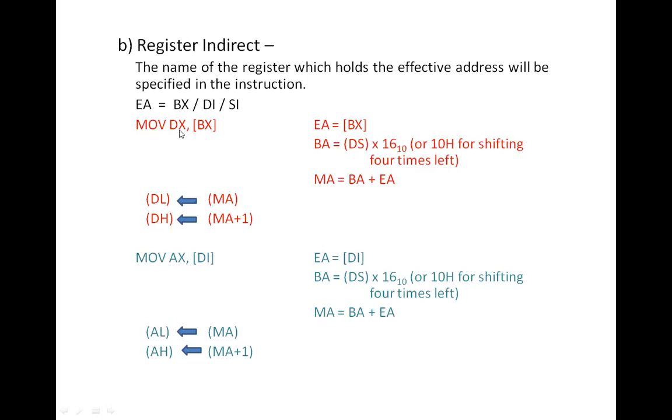So if it is MOV DX, [BX], now BX is written within the bracket. It means BX is considered to contain not the data, but the address. So the effective address is placed in BX. Whatever is the content of BX, it is considered as the effective address. And then the base address, which is the data segment content, is shifted 4 times left by multiplying it by 16 decimal. And then the memory address is calculated with the help of modified base address plus effective address. The content of this memory address is copied in the DL register, and the next memory location content is copied in the DH register.